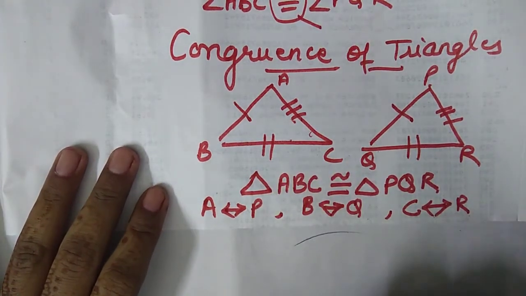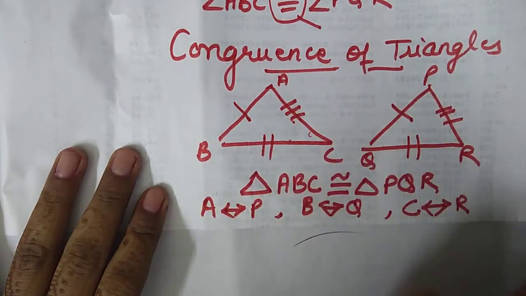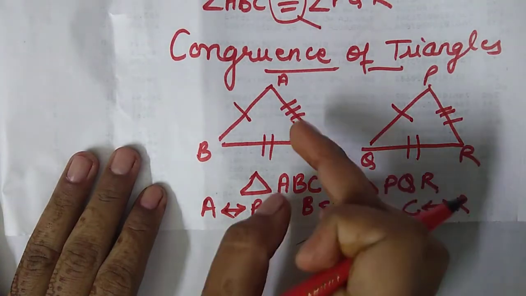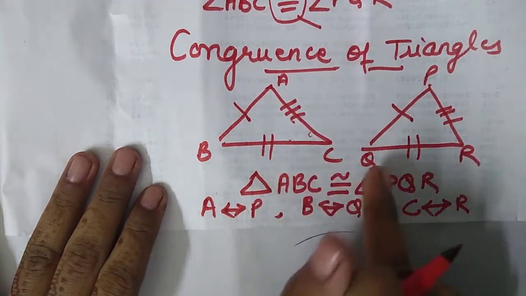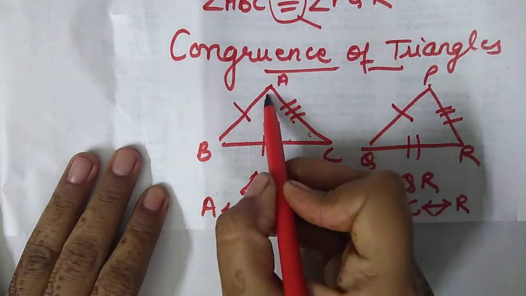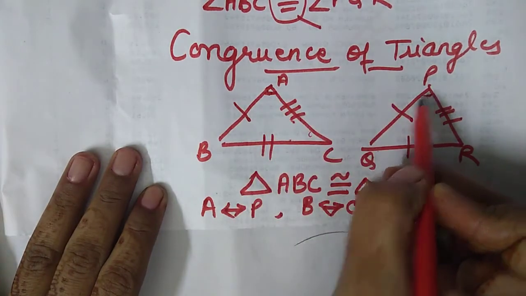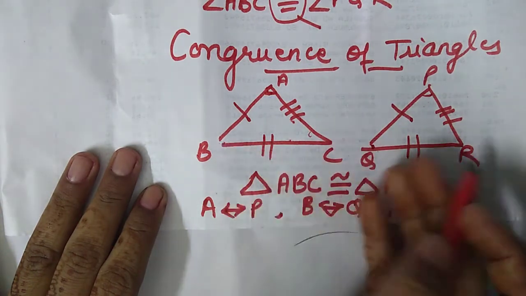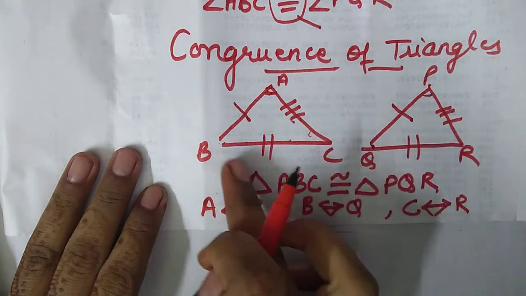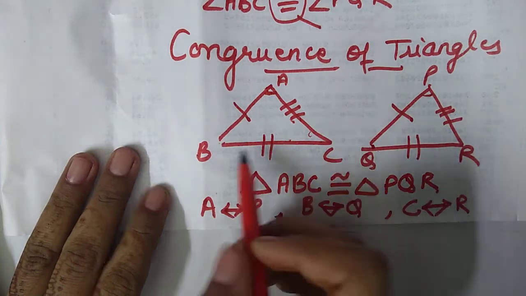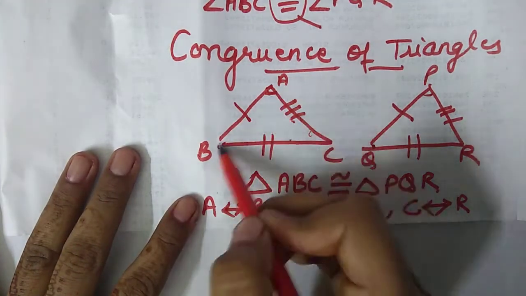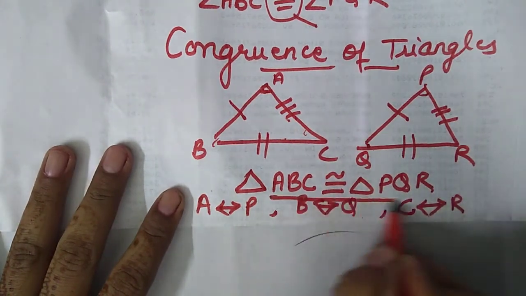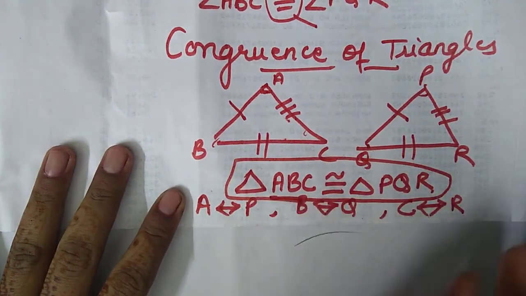What are the parts of a triangle? The three sides and three angles are the parts of a triangle. If the triangles are congruent, then all the six corresponding parts: angle A corresponds to angle P, angle B corresponds to angle Q. The sides or angles that fall on each other are corresponding to each other. Now AB is equal to PQ, so these are the six corresponding parts I am writing if these triangles are congruent. Three sides and three angles.